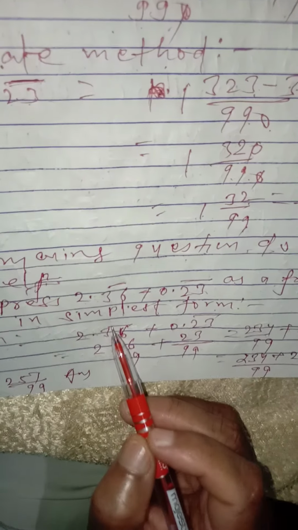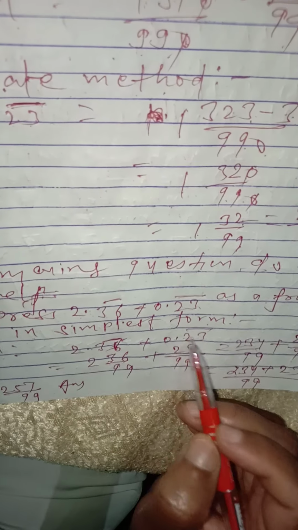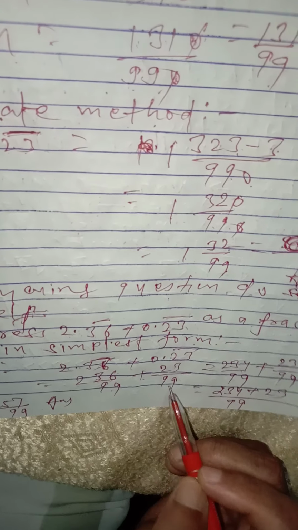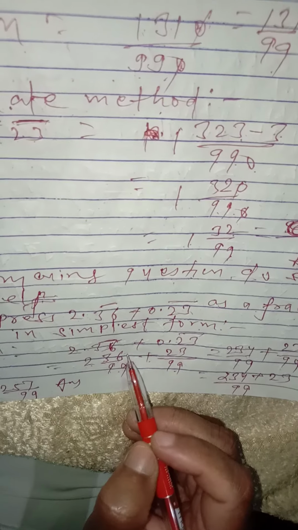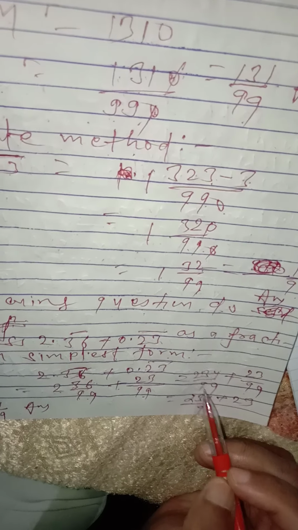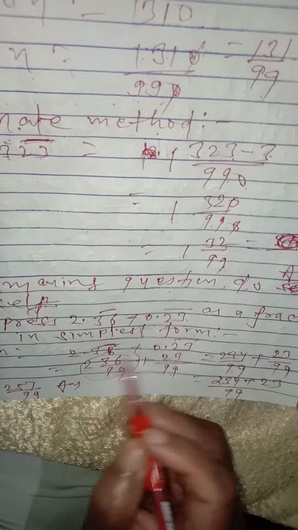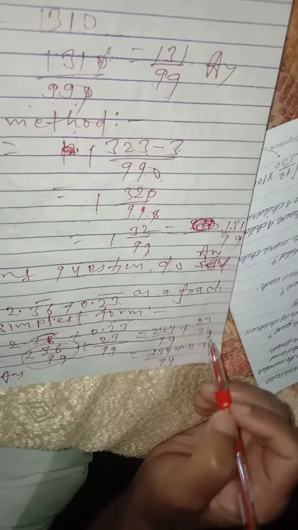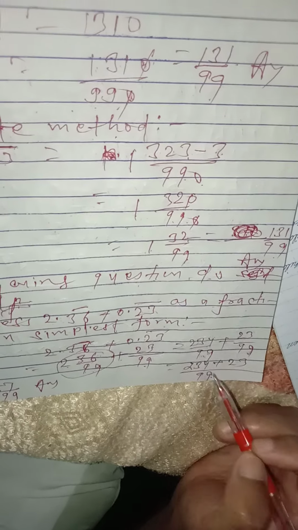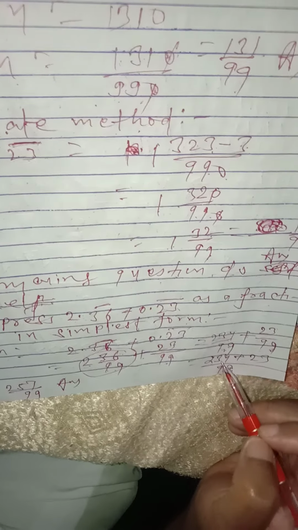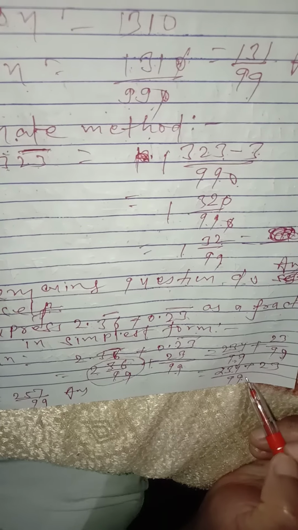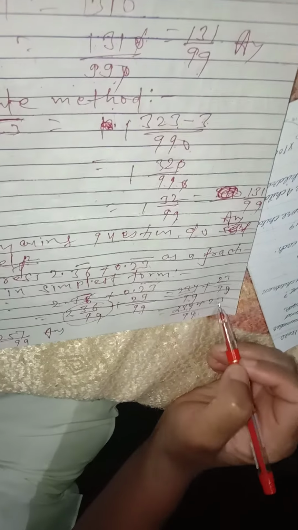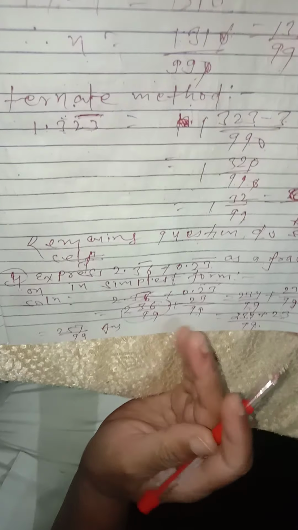Solution: 2.36 recurring plus 0.23 recurring is 2 whole 36 by 99 plus 23 upon 99. 99 times 2 plus 36 equals 234 by 99. That means first change into an improper fraction. Add 23 by 99. Now take the LCM of 99 and 99. 234 into 1 equals 234. 23 into 1 equals 23. Now add 234 plus 23 equals 257 by 99. Answer.